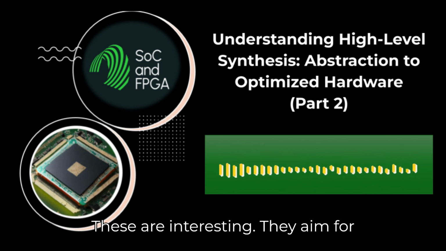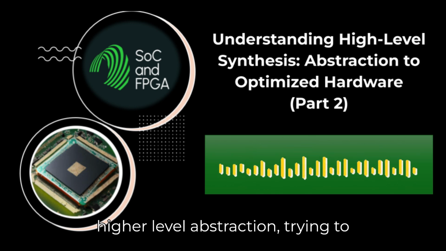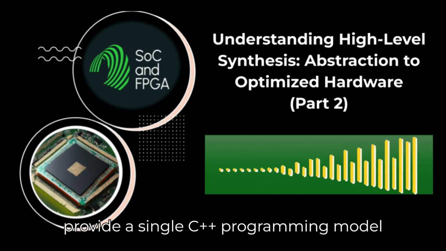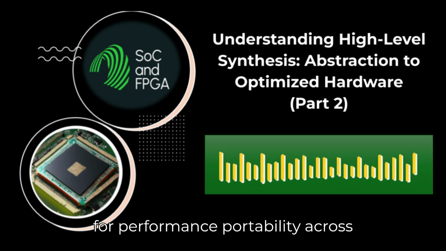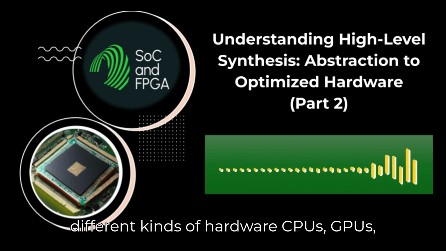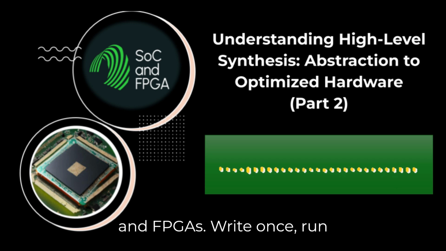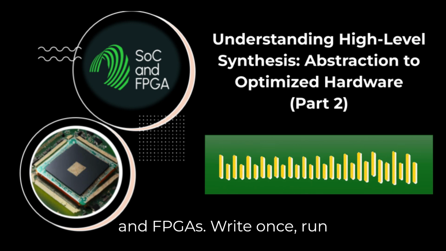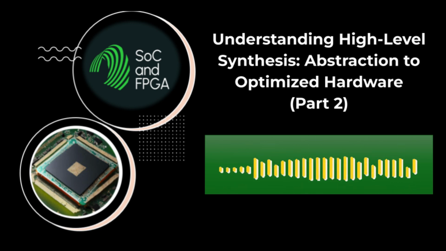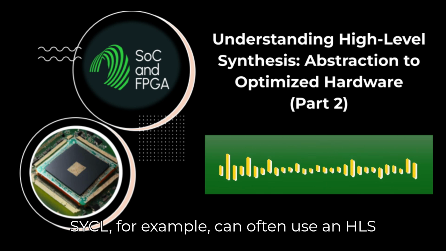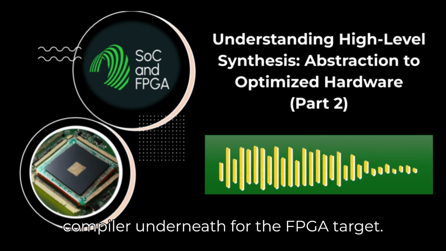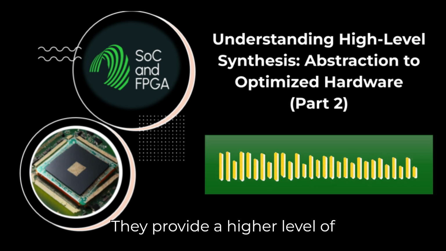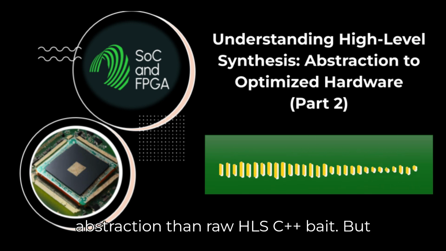These are interesting. They aim for higher-level abstraction, trying to provide a single C++ programming model for performance portability across different kinds of hardware: CPUs, GPUs, and FPGAs. Write once, run anywhere optimized. That's the ideal. SYCL, for example, can often use an HLS compiler underneath for the FPGA target. They provide a higher level of abstraction than raw HLS C++.